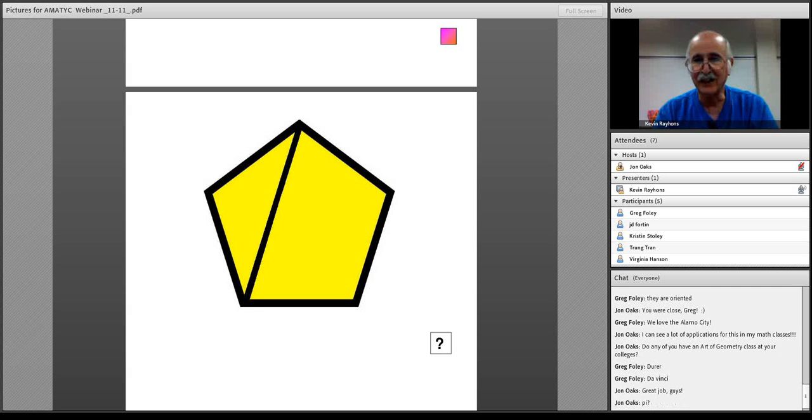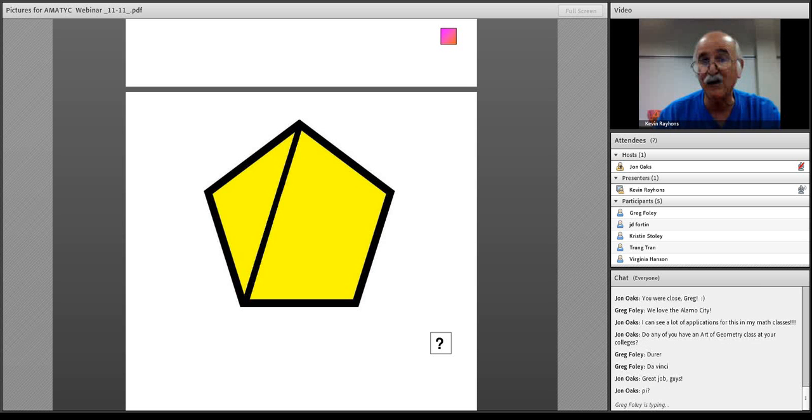Chance to type something. Nobody's typing. Somebody's typing. John is typing. John knew it was pi. Okay, it so happens if you take a diagonal of a pentagon and you divide it by the side, you get a very special ratio called the golden ratio, which appears all over the place in mathematics and all over the place in nature and in things that grow.